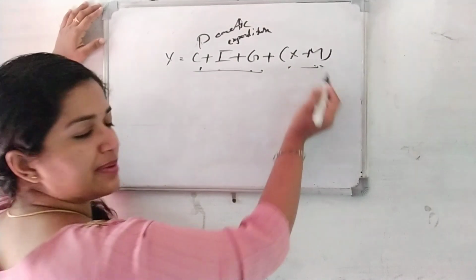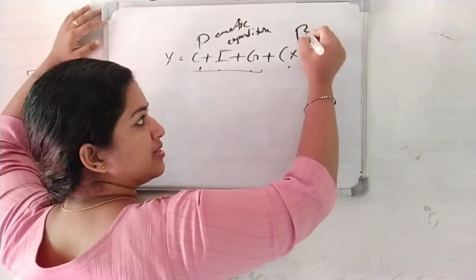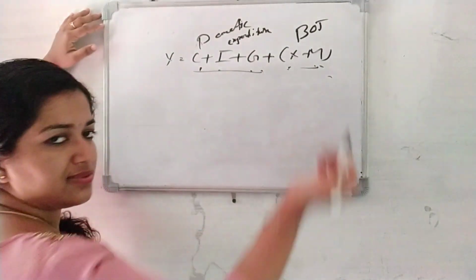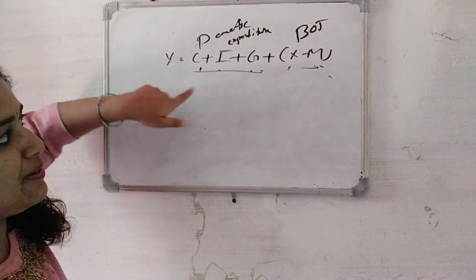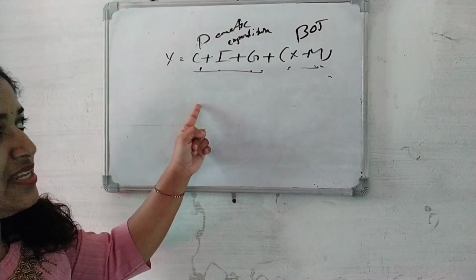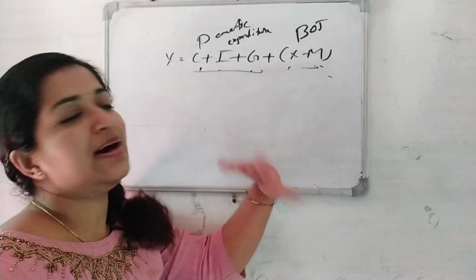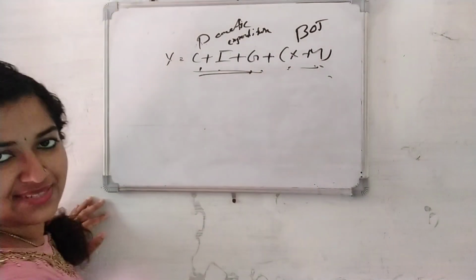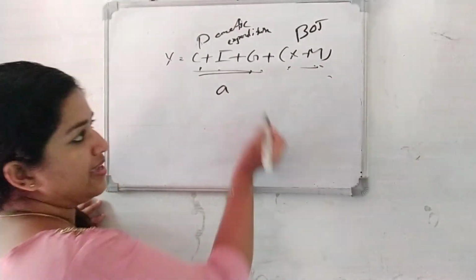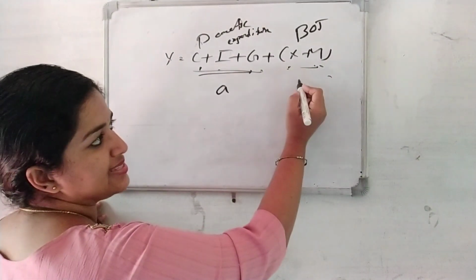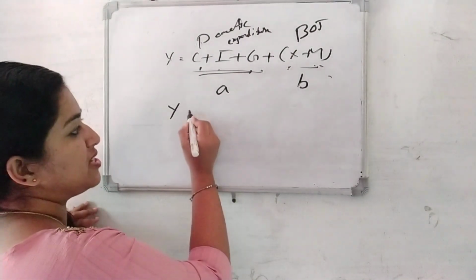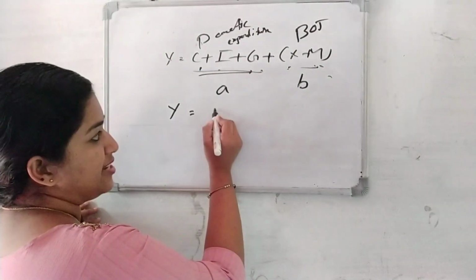And X - M is the difference of trade, that is, export minus import. So C + I + G is the domestic expenditure and X - M is the BOT or balance of trade. Now we can write C + I + G as A and X - M, that is BOT, as B. Now we can write this equation as Y = A + B.